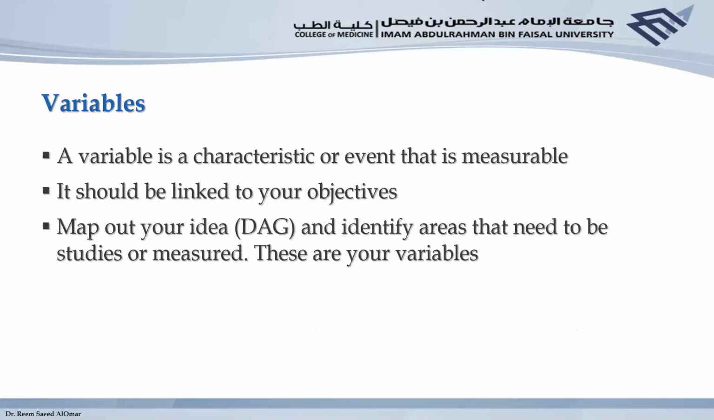نتكلم الآن عن variables. إيش هي variable؟ variable هو المتغير عندك. So a variable is a characteristic or event that is measurable. متغير شيء إحنا ممكن نقيسه. It should be linked to your objectives. As an epidemiologist, I always recommend mapping out your idea using a DAG. إيش هو DAG؟ A DAG is a directed acyclic graph. I've been trained in the UK.